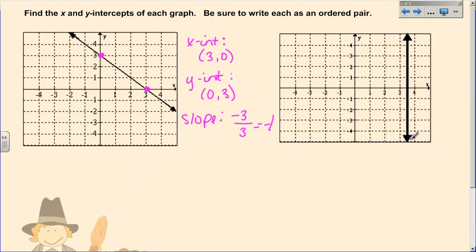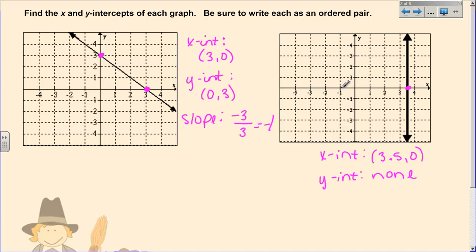It is not a function, but it still does have intercepts. This only has one intercept, however. It has an x-intercept because it crosses the x-axis. It crosses the x-axis right here, and we're going to estimate that that is 3.5 because it's in the middle of 3 and 4. So we're going to call that (3.5, 0). The y-intercept of this graph, however, it never crosses the y-axis, and it is never going to cross the y-axis because it's vertical, so it's parallel to it. So it has none.